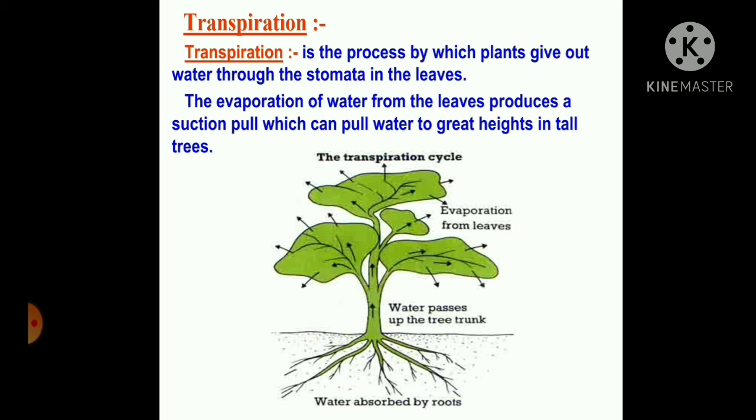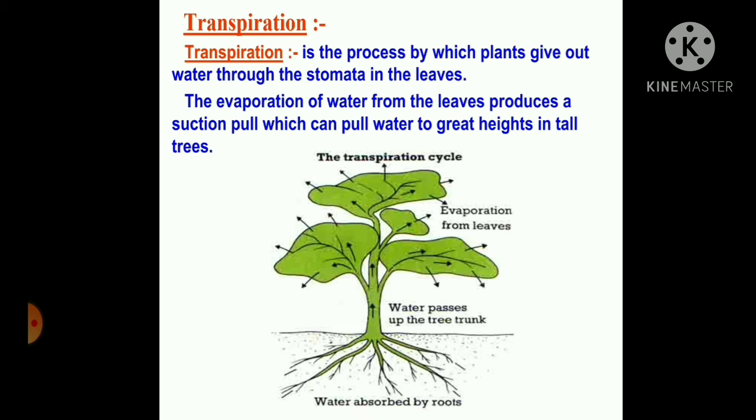Now let's learn what is transpiration. So transpiration is the process that occurs in the plants when the plant gives out water through the stomata in the leaves. The evaporation of the water from the leaves produces a suction pull, which can pull water to great heights in a tall tree.